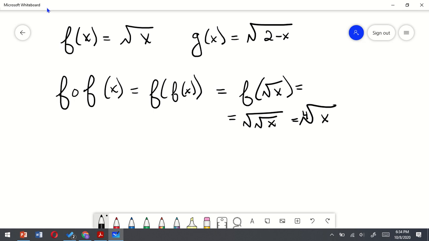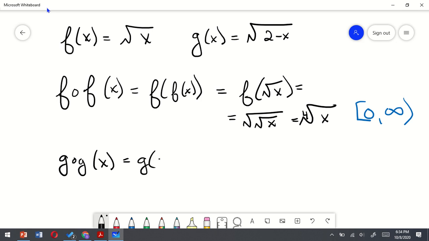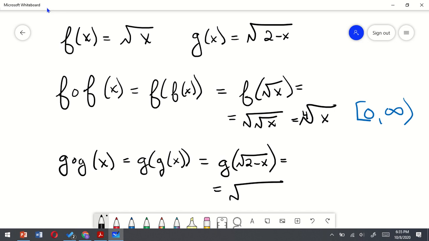And what would our domain look like? Well, the fourth root of x, I can plug in 0 and anything positive. And last one, what's g of x? G composed with g. Well, that's g of g of x. So take g of x, square root of 2 minus x, and plug it into g. So take that, and we have the square root of 2 minus the square root of 2 minus x. Yuck. It's not pretty. But we can figure out the domain.